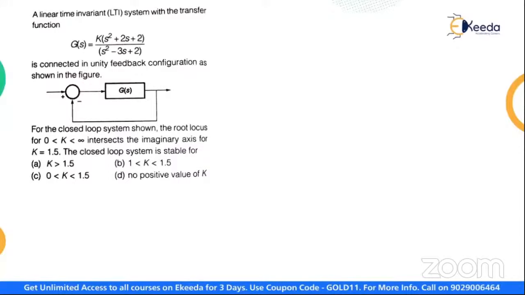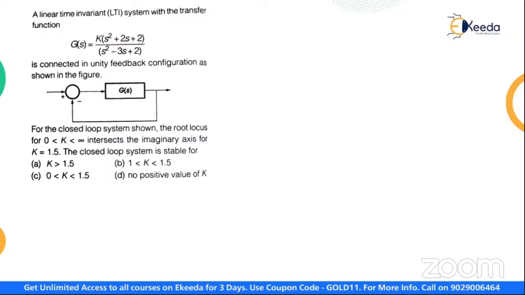Unity feedback in the sense the feedback is nothing but 1, and it is already going to be negative, so it is -1. Now, for the closed loop system shown, the root locus for K lying between 0 to infinity intersects the imaginary axis for K equal to 1.5. The closed loop system is stable for.